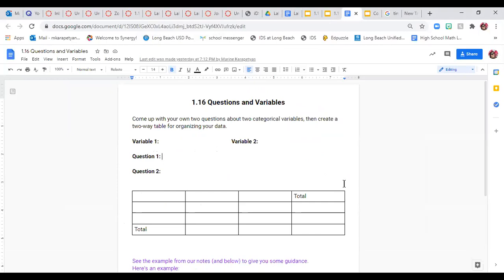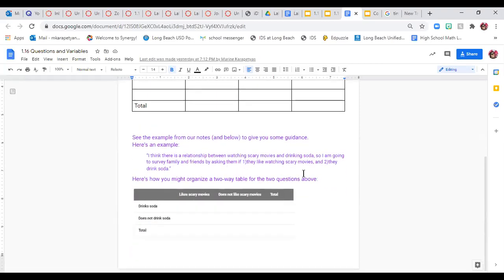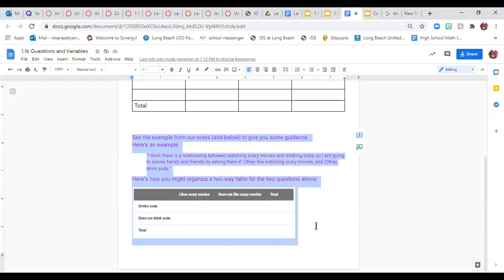You're not putting in the data, Janelle, you're not collecting data. You're just setting up your table right now, okay? Collection of data or surveying will happen at another time. So on this 1.16 questions and variables, you're going to choose your variables and write down your survey questions, okay? And then Alexander, you were asking me to go back. That example that I just went over is right here at the bottom. So it's there for you.